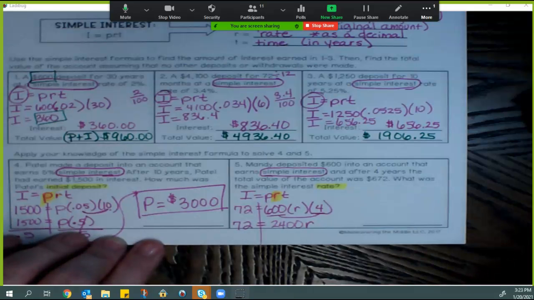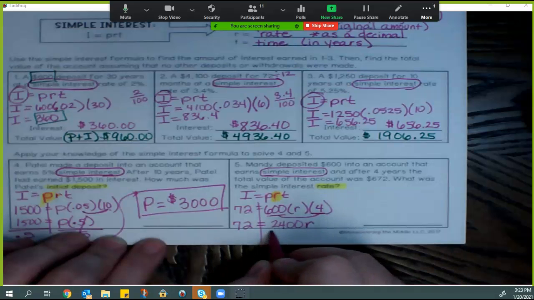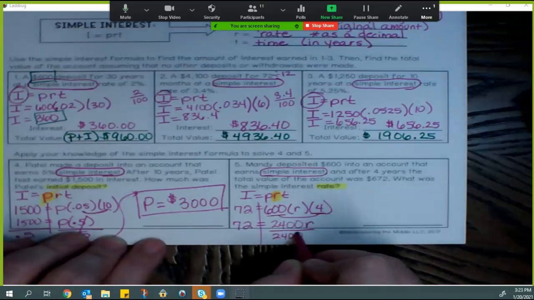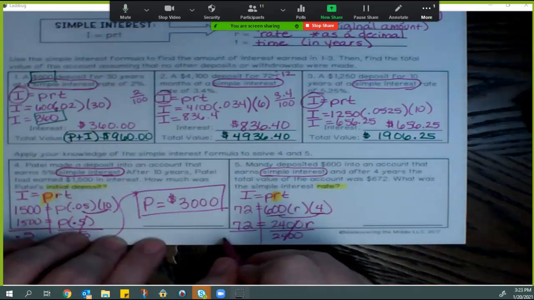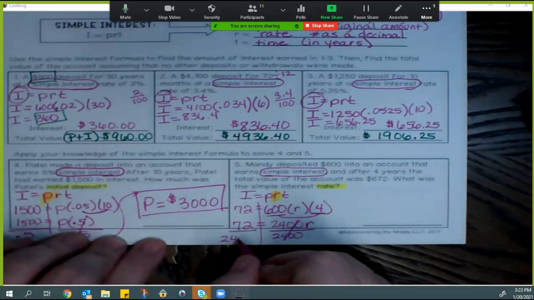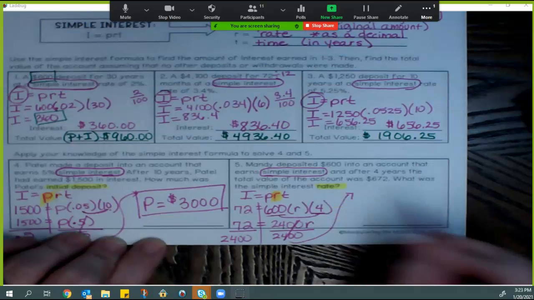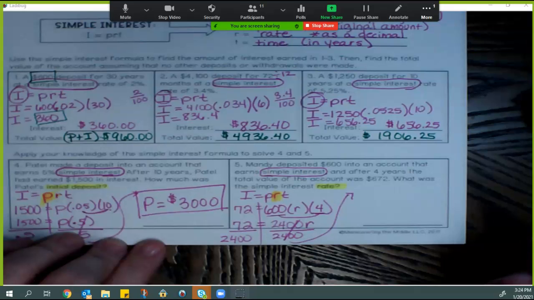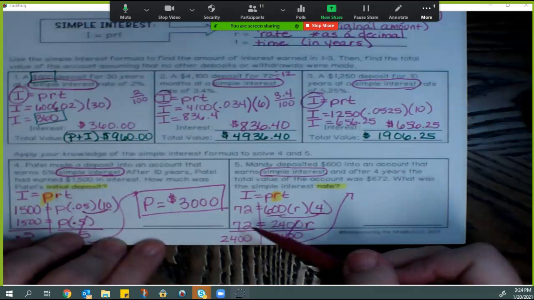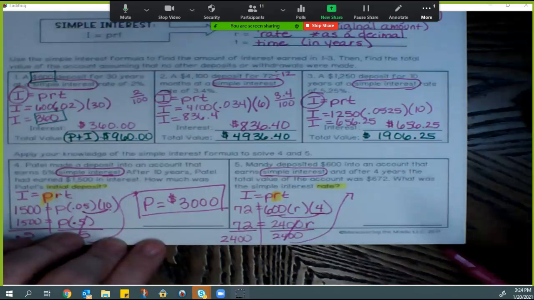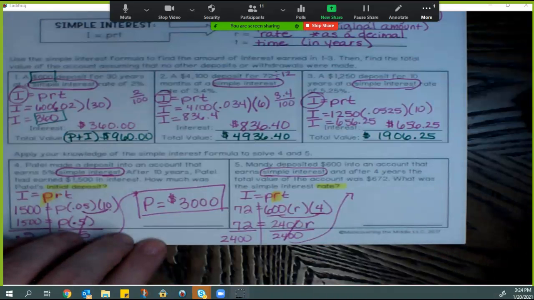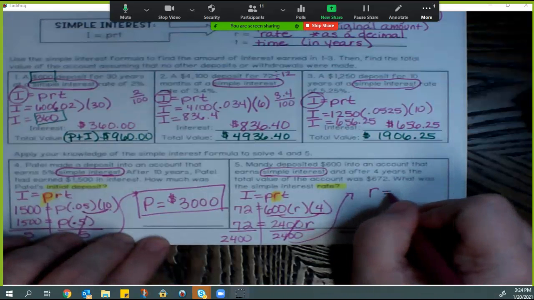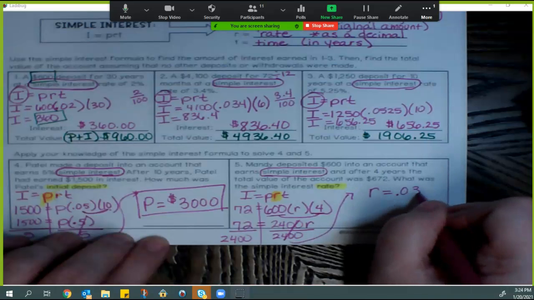Now what do I need to do to solve for R? Divide by what? Very good. Divide by 2,400, because that simplifies the 1. But what I do to one side, I do to the other. Double check yourself. Did you put 72 first, divided by 2,400? So R is equal to 0.03.